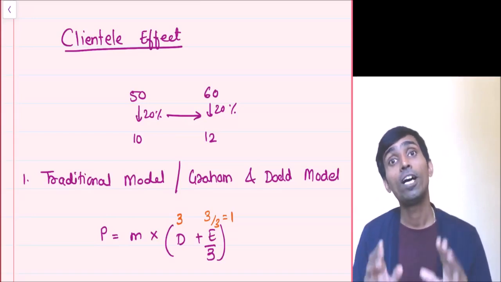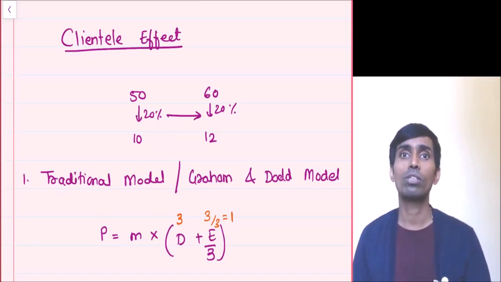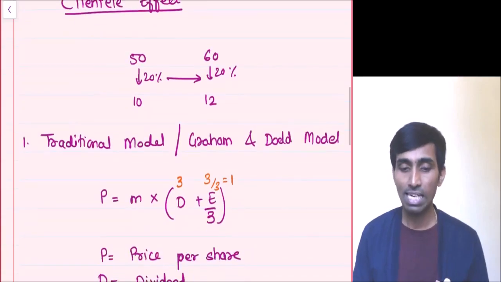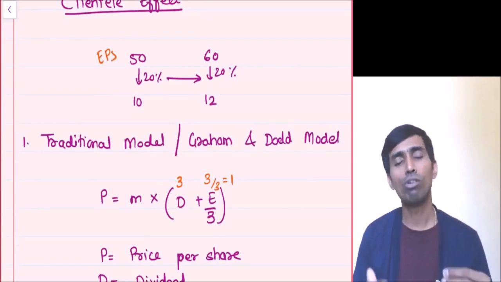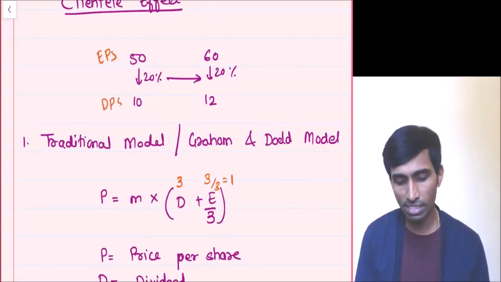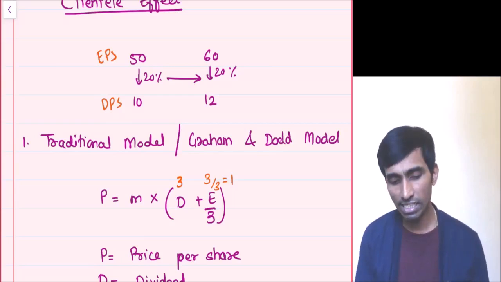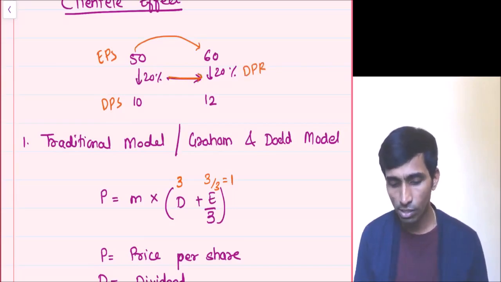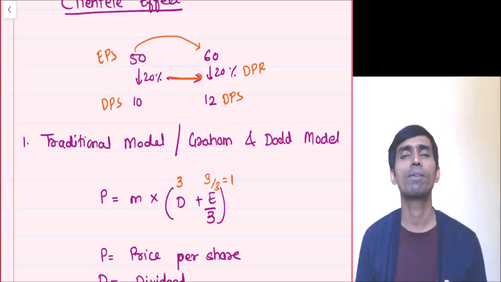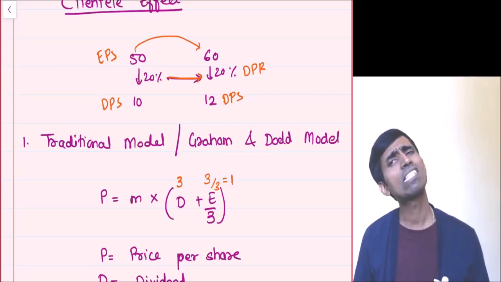Another is constant dividend payout, meaning from the earnings how much I am paying. Let's say my earnings is 50 and my dividend payout is 20%, so the investor will get dividend per share 10. Again next year earnings has increased to 60 and dividend payout ratio is 20%, which is constant, so the dividend per share will be 12. So some investors might prefer this.